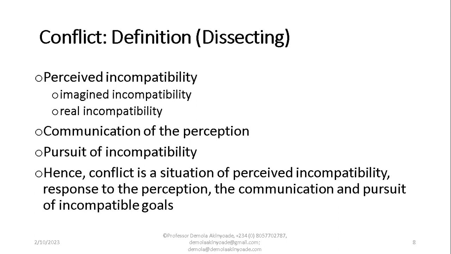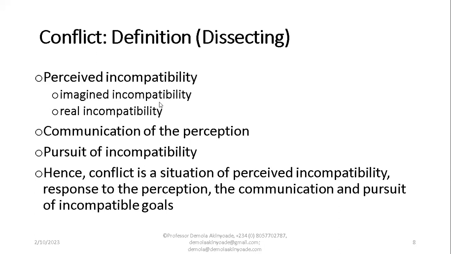So in a conflict situation, how we communicate about this incompatibility goes a very long way in determining the nature of that conflict. Another important thing is how people act towards this incompatibility, their actions, their pursuit of these incompatible goals. Are they using peaceful means or violent means? So conflict refers to a situation of perceived incompatibility, response to the perception, that is how we act, communication and pursuit of incompatible goals.